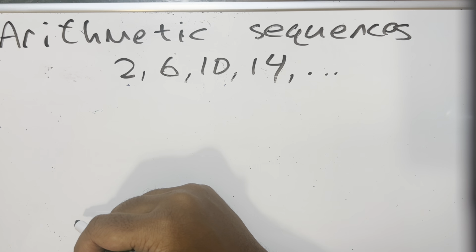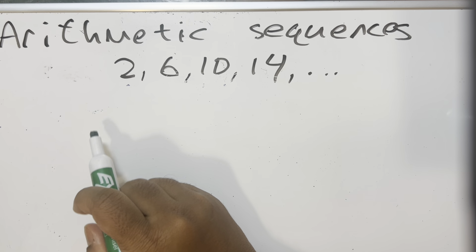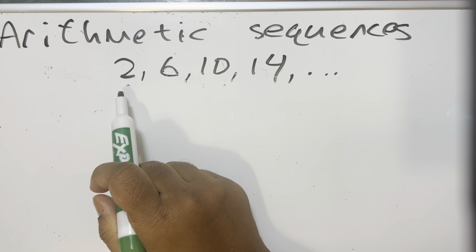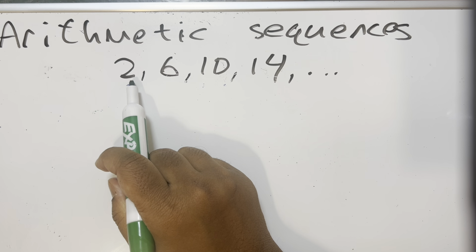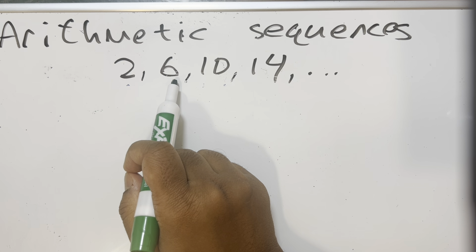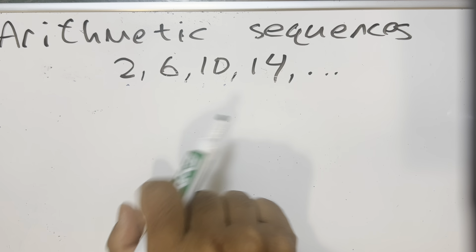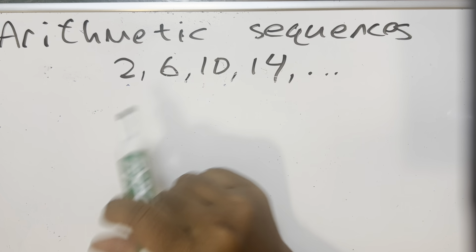This is an arithmetic sequence. An arithmetic sequence is just an arrangement or a set of numbers, a sequence of numbers, going from one term to the next at a steady, even rate. So from 2 to 6, 6 to 10, 10 to 14, and so on and so forth. As we can see, we're going up 4 at a time, right?